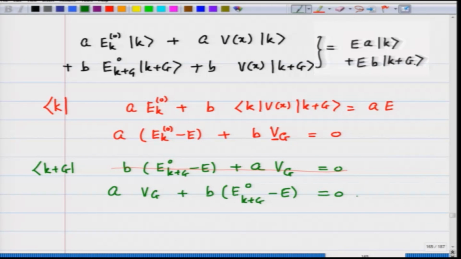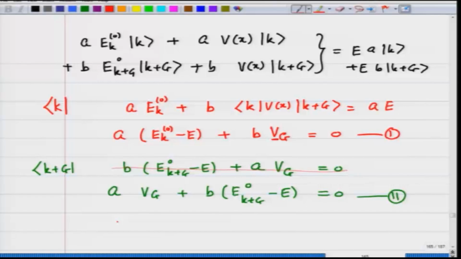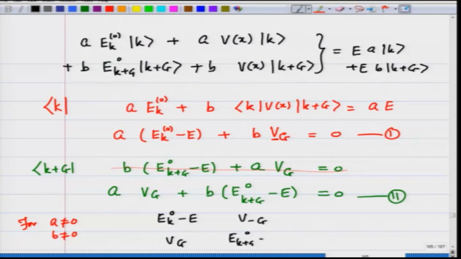So, I have equation, this is my equation number 2, this is my equation number 1, and if a and b have to be non-zero, the determinant of the coefficient must vanish, and therefore, for a not equal to 0, b not equal to 0, I should have E k 0 minus E, V minus G, V G, E k plus G 0 minus E mod square is equal to 0, and that will give me the energy eigenvalues. Let us see what these are.